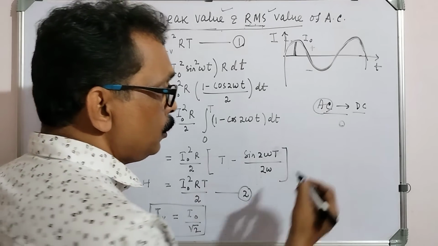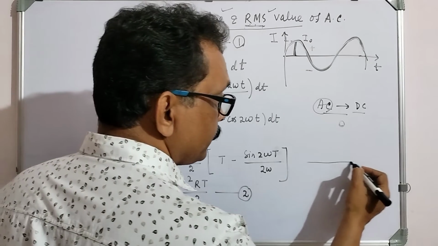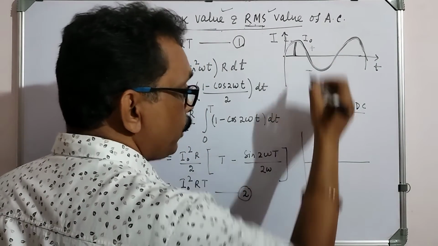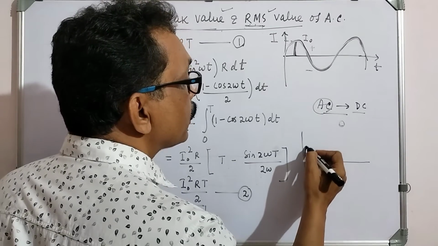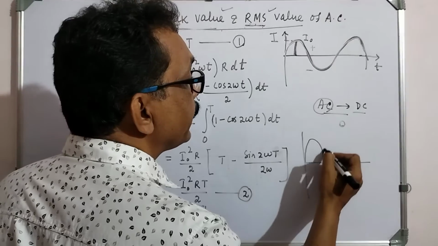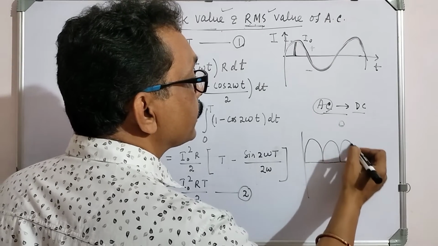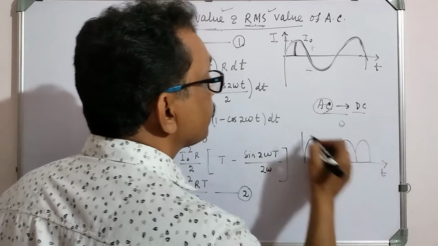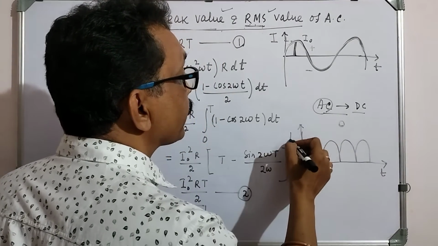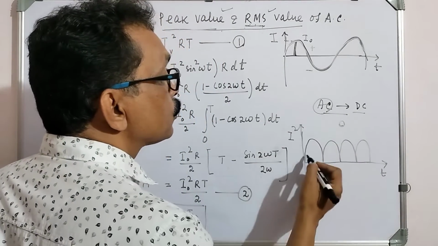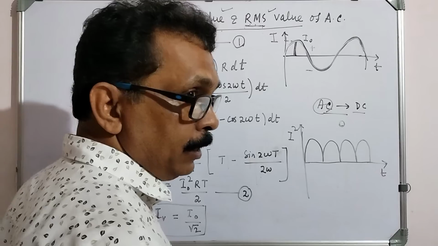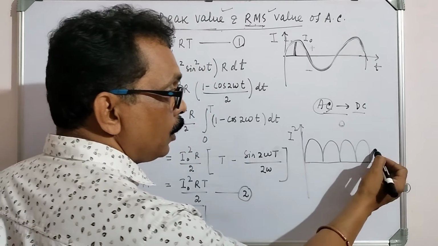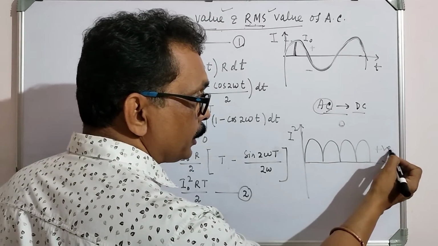So what we will do: if you take the square of the current, then you will get the current like this. This will be the square of the current, I square. So here if you take the average value, then it will not be equal to 0 because all the values are positive.